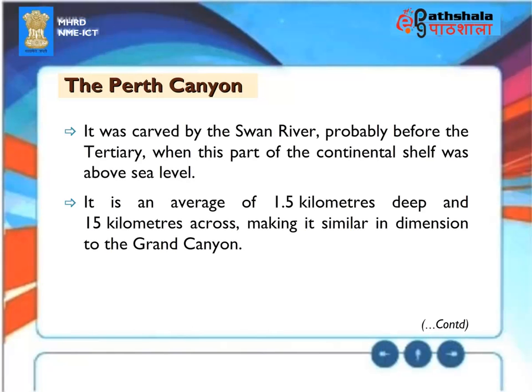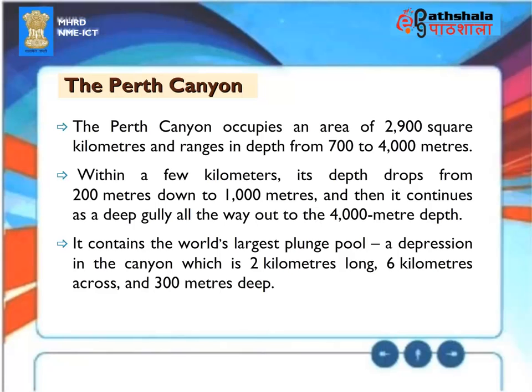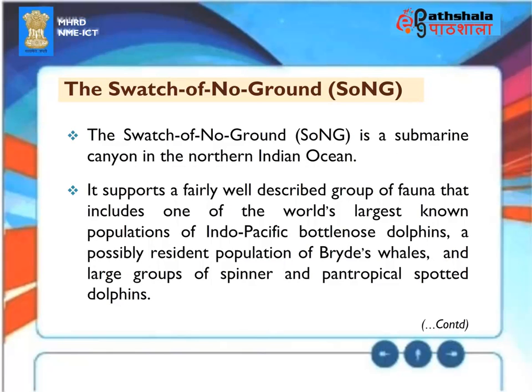the Grand Canyon. The Perth Canyon occupies an area of 2,900 square kilometers and ranges in depth from 700 to 4,000 meters. Within a few kilometers, its depth drops from 200 meters down to 1,000 meters, and then it continues as a deep gully all the way out to the 4,000 meter depth. It contains the world's largest plunge pool, a depression in the canyon which is 2 kilometers long, 6 kilometers across, and 300 meters deep.